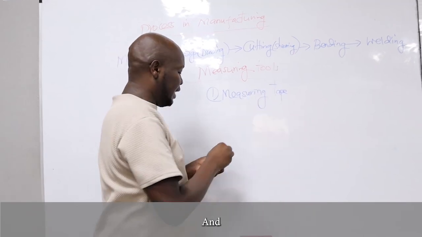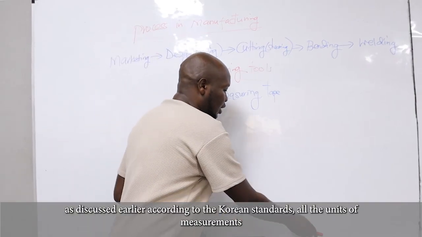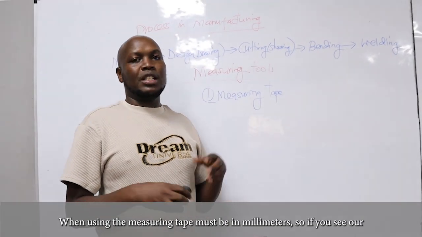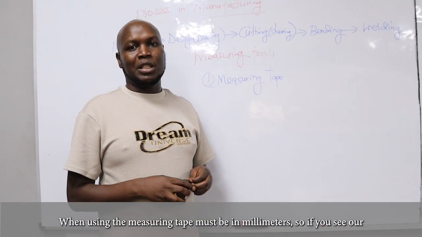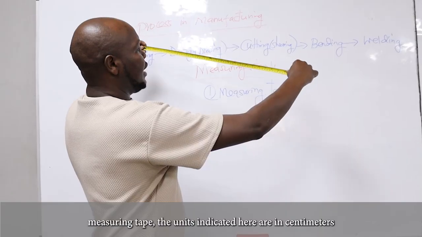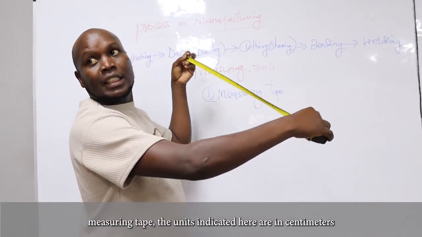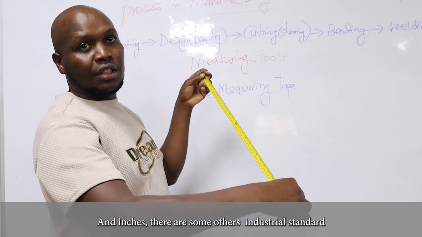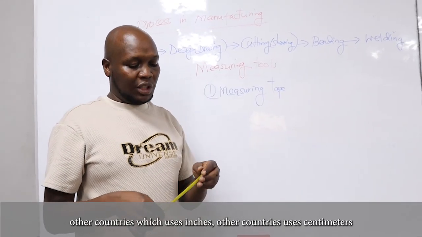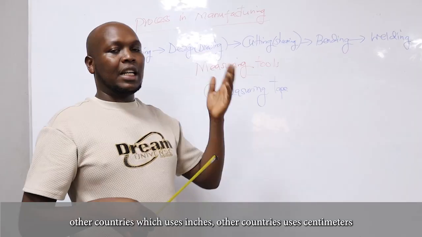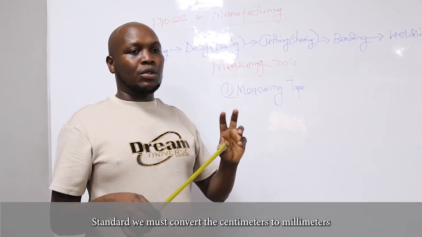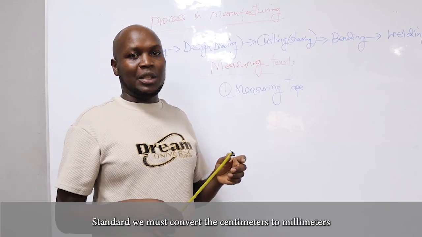As discussed earlier, according to Korean standards, all units of measurement when using the measuring tape must be in millimeters. If you see our measuring tape, the units indicated here are centimeters and inches. Some other countries use inches, and some use centimeters. But for Korean standards, we must convert the centimeters into millimeters.